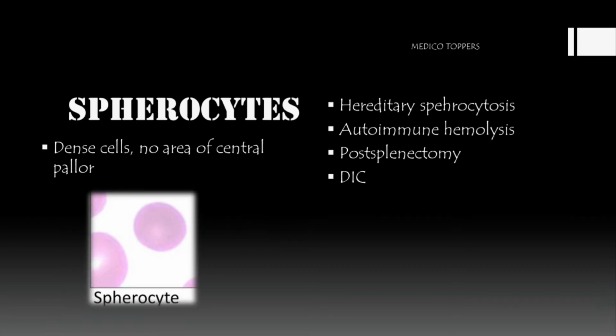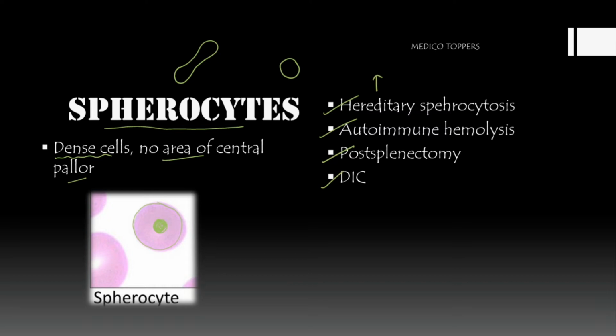Next. So here comes the spherocytes. With the name itself, it is very clear. It is spherical in shape. So basically, RBCs are of dumbbell shape, and because of some issues in the membrane, it may become spherical in shape, or because of some pathology, it may become spherical. So here, how does the cell look? It is a dense cell and there is no area of central pallor. We used to expect pallor here, but here there is no pallor, and the cell is also very dense and spherical. And this we can see in case of hereditary spherocytosis, autoimmune hemolysis, post splenectomy, and disseminated intravascular coagulation.